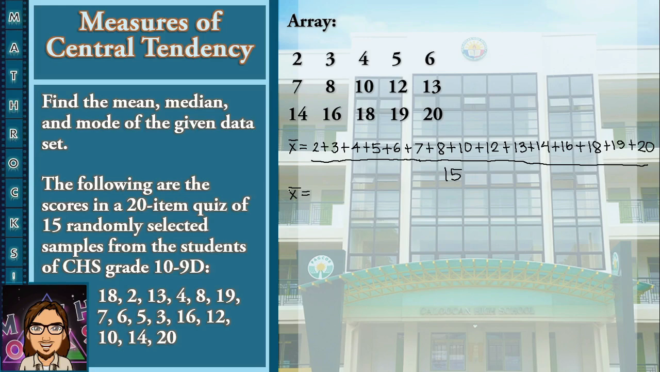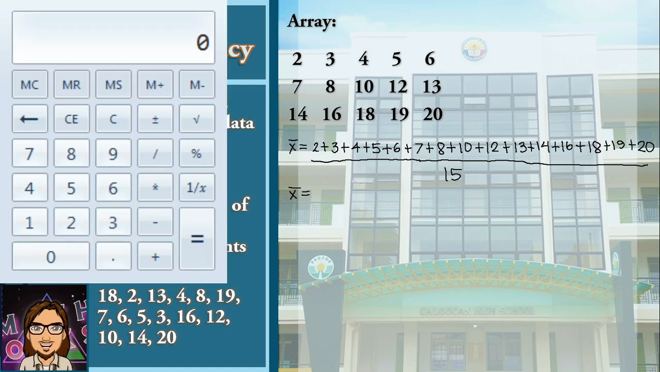So we may also use a calculator just to speed up the process. And now having the sum, plus 3, 4, 5, 6, 7, 8, 12, 13, 14, 16, 18, 19, and 20. So we have a sum of 157. And we must have this 157 be divided by 15. And the quotient is 10.4, and the 6 is repeating.